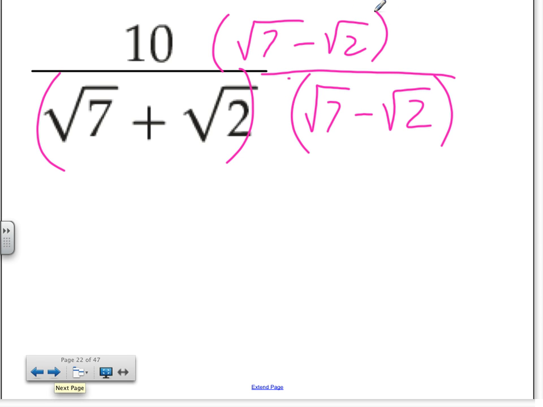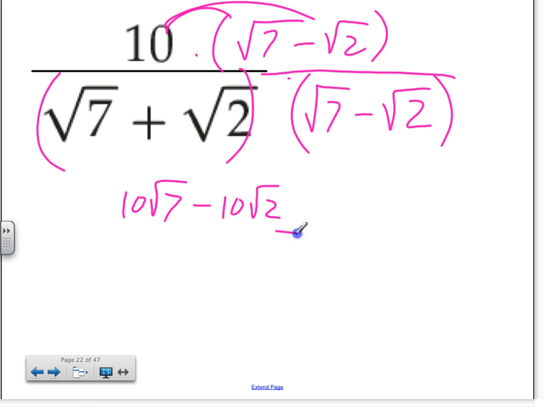So let's take care of the top. What do you do with the 10 here? Remember, we're multiplying, so what is the 10 going to be doing? Distributing. That's 10 times that, right? So you distribute that. What do you have? 10 root 7 minus 10 root 2. Okay, the bottom. Now this is the easy part because we know it's their conjugate, right? So what's the bottom going to be? 7 minus 2. That's it. See it? Clear?